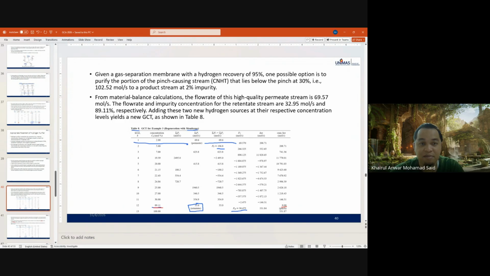So from material balance calculation, the flow rate of this permeate stream is 69.57 mole per second. The flow rate and purity concentration for the rejected stream are 32.95 mole per second and 11%, respectively. Treating these two as new hydrogen sources at their respective positions will yield a new GCT.